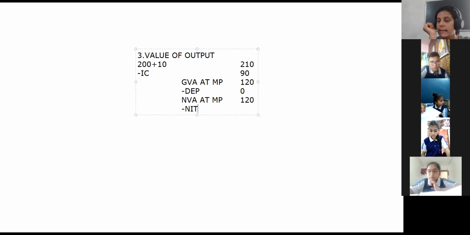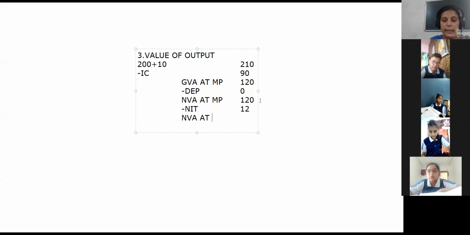Okay, goods and service tax is also indirect tax, but since indirect tax is given, this GST is already included in this indirect tax. So indirect tax given over here is 12. So we will subtract this 12 and we will get our answer NVA at FC, that is 108 as the national income. Okay, so this was our question.